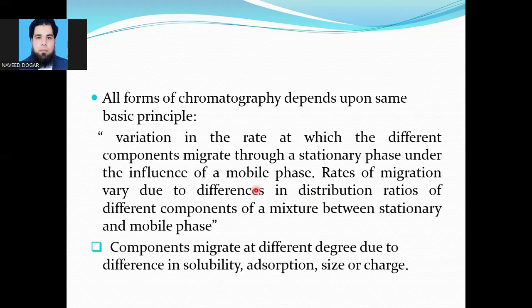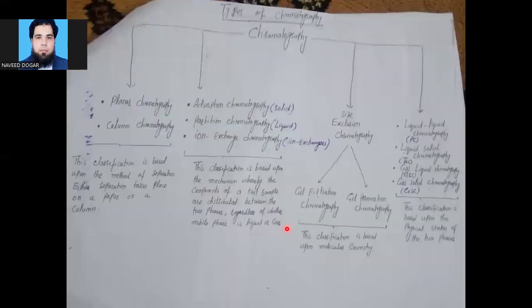So the separation takes place. Basically, the components migrate at different degrees due to differences in solubility, adsorption, size, or charge. So there are different types of chromatography depending upon all these factors. We will discuss the types now. Chromatography can be classified on the basis of various factors.